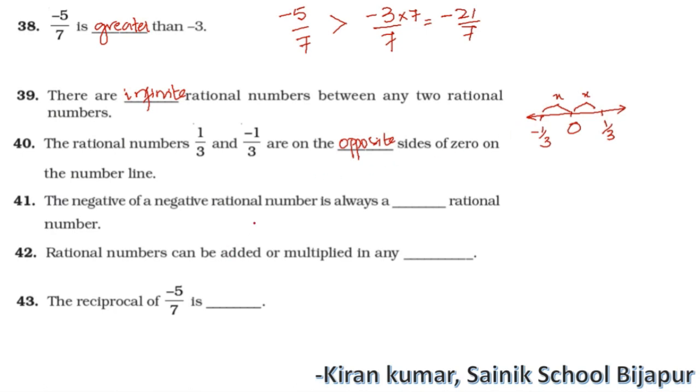Question 41. The negative of a negative rational number is always a positive rational number. So the answer is positive. The rational numbers can be added or multiplied in any order, and the same property we call commutativity.